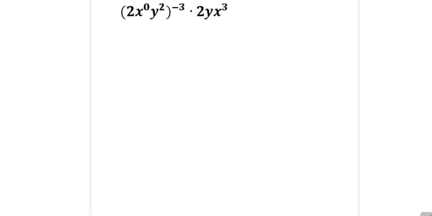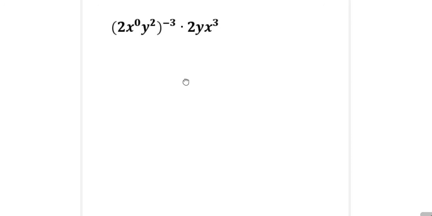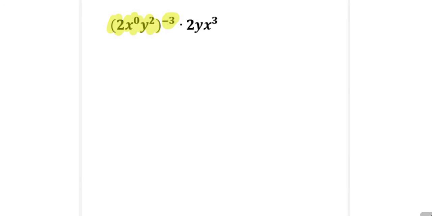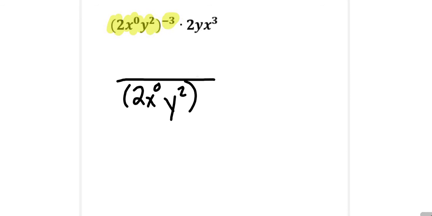let's work through this problem right here. So first off, I see that negative 3. That means this entire expression is going to go into a fraction where I have 2x to the 0, y to the second, cubed, and then this stays in the numerator.